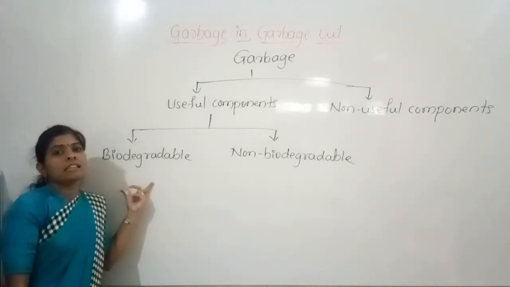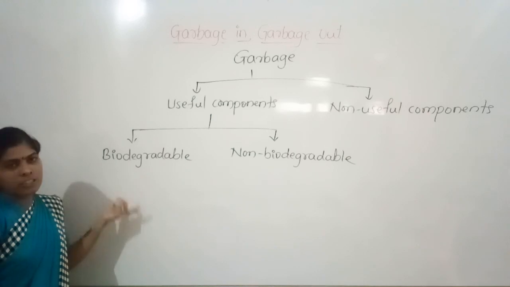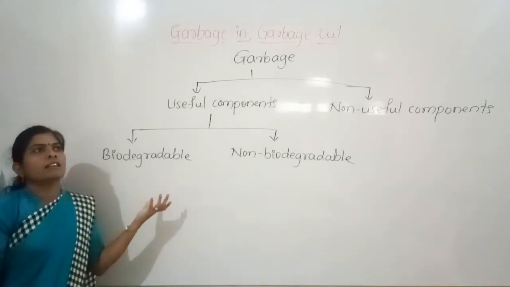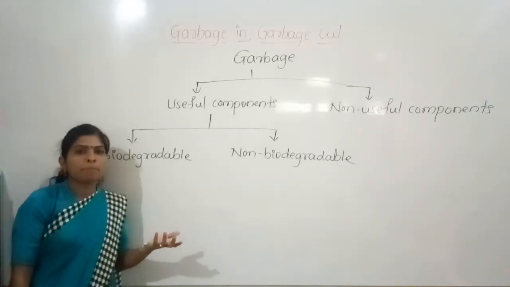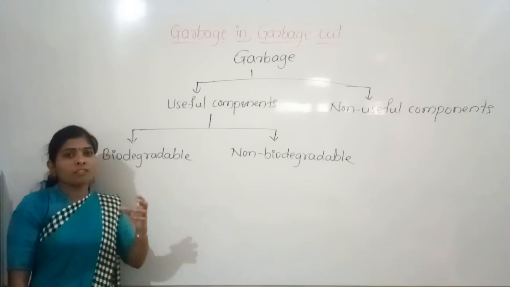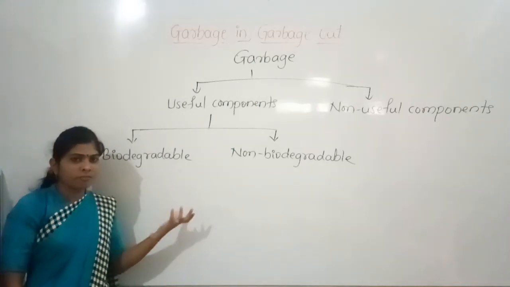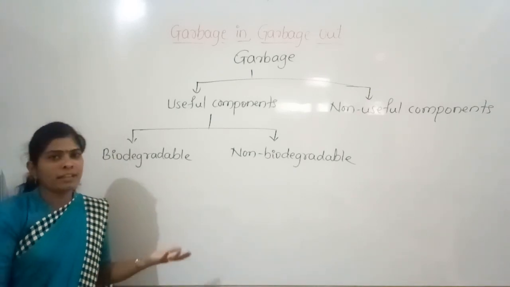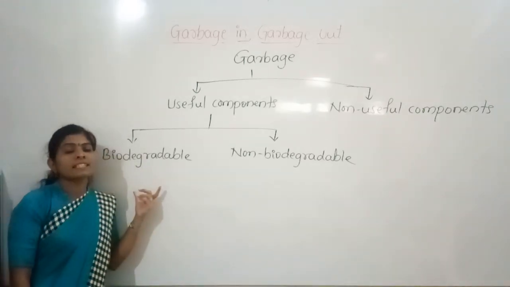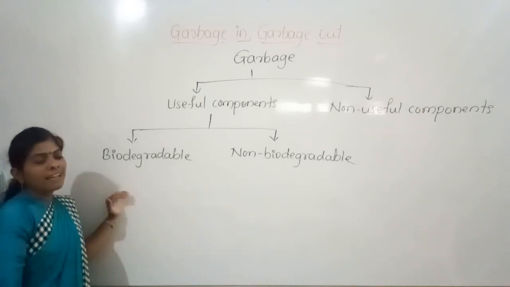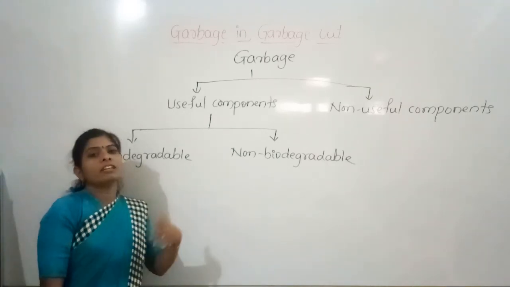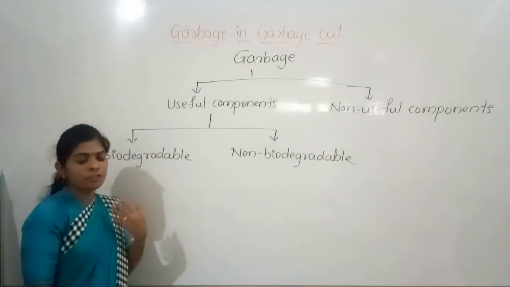Biodegradable means they can be broken down by the action of microorganisms, so that they reconvert. For example, kitchen waste such as the peels of vegetables and skins of some fruits, and also the rice, can be converted into humus, or we can say manure. That can be broken down by microorganisms, and that we call biodegradable waste. After decomposition we can use this biodegradable waste as manure in our farms, the crop fields.